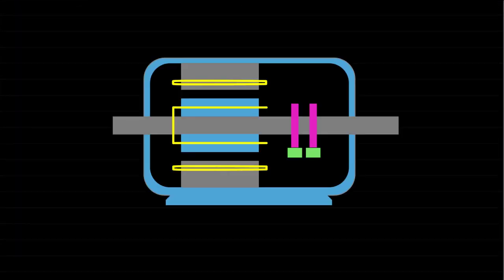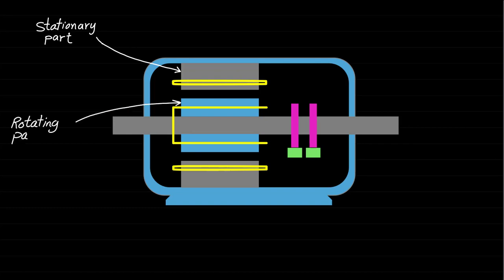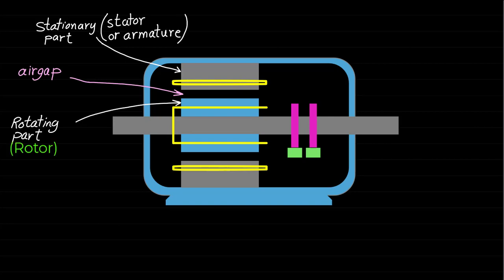This figure shows the side view cross-section of the synchronous machine. Synchronous machine consists of two main parts, stationary part and rotating part. Between the stationary part and the rotating part, there is an air gap to allow for the rotation. Note that the air gap of the actual machine is very small. The stationary part is called stator or armature and the rotating part is called rotor.